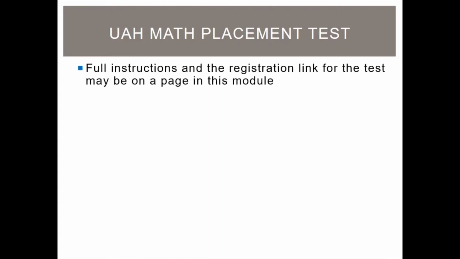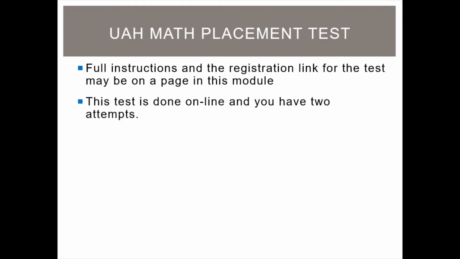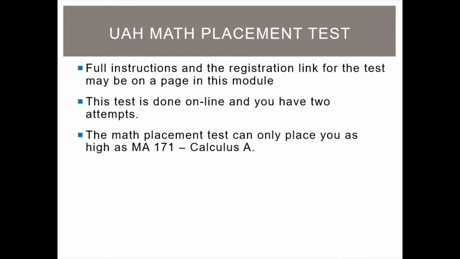For the UAH math placement test, full instructions and the registration link for the test will be on a page in this module. The test is done online and you have 2 attempts. The math placement test can only place you as high as MA 171, Calculus A.